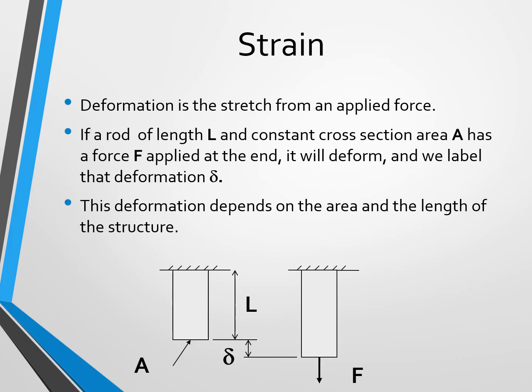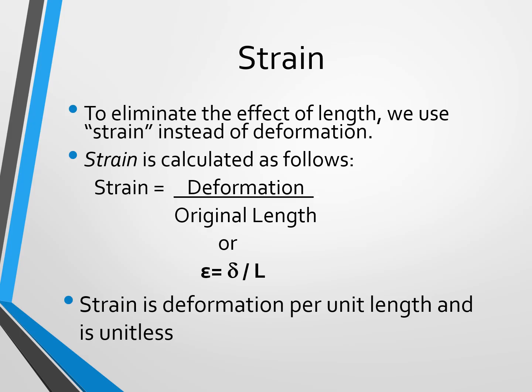So let's look at how we can describe material behavior without considering sample size or configuration. So deformation is the stretch or displacement caused by an applied force, and it depends on the area and the length of the structure. So to eliminate the effect of length, we use strain instead of deformation to describe the material behavior. And strain is defined by the deformation that occurs when a load is applied divided by the original length of the material. And since it's a length divided by a length, it is unitless.